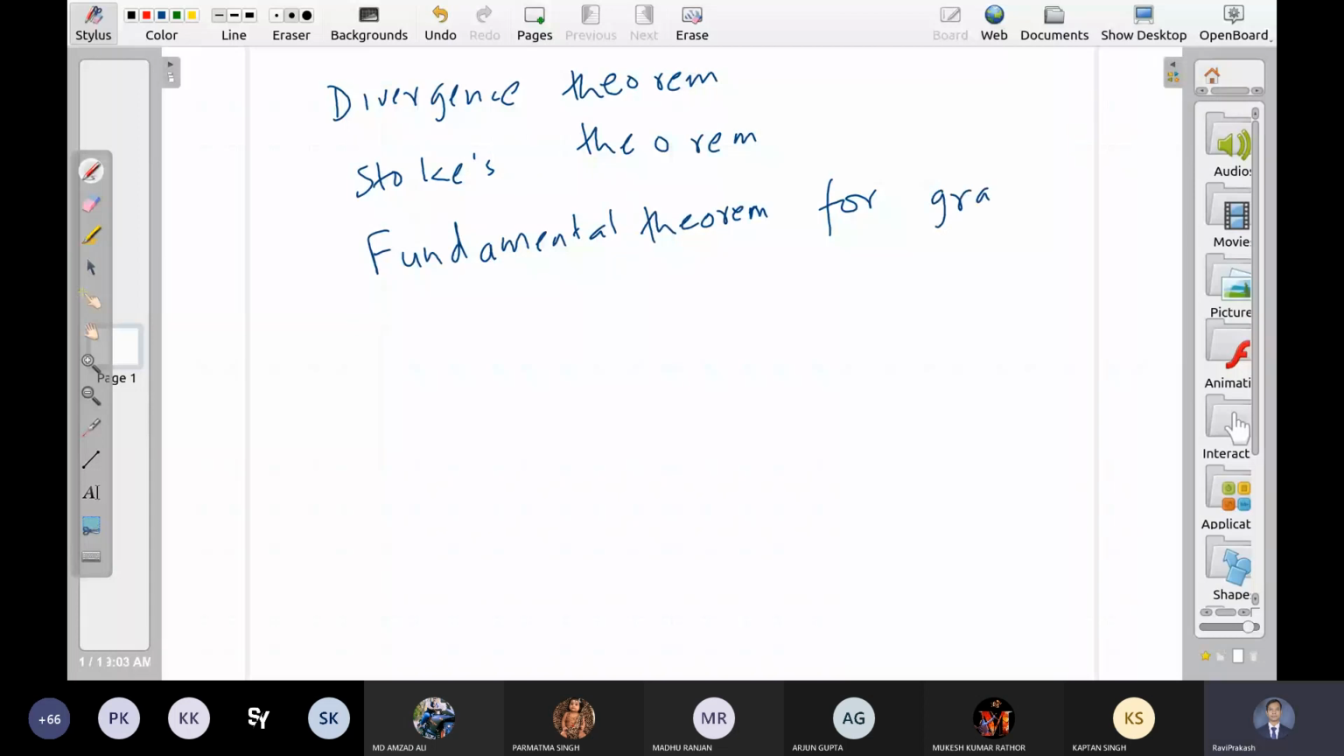So what does this say? It's quite an easy theorem. I mean, let us say we are going from some point.